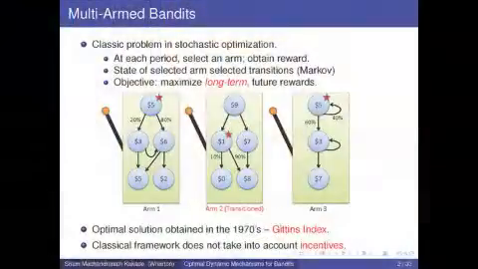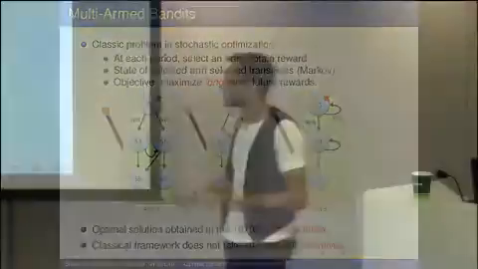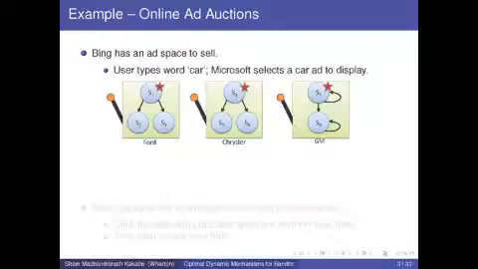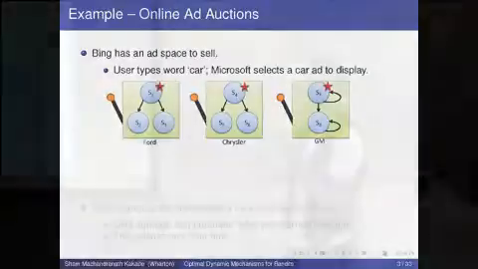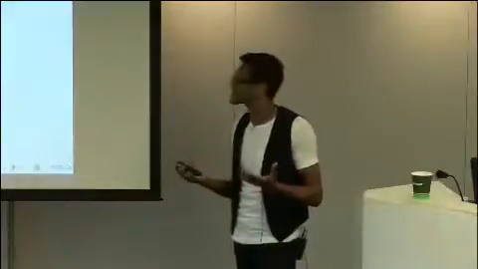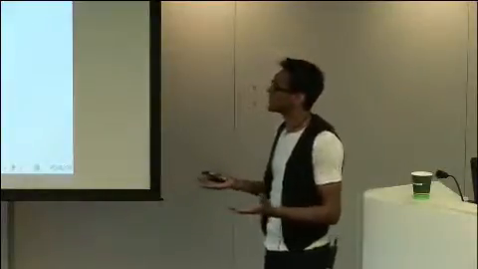But one of the problems with it, while this has been receiving a lot of attention in modern applications, is that this framework isn't taking incentives into account. So let's take an example where incentives are important, from online ad auctions. Say Bing has an ad space to sell, and hypothetically, someone for some odd reason wants to buy a car. They go to Bing, type car into the search bar, and now Microsoft is faced with a decision as to which car ad to display.